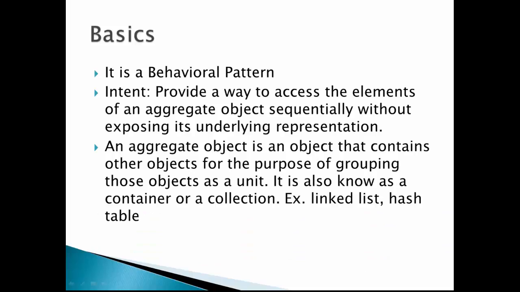So let's go over the basics. The Iterator design pattern is a behavioral pattern. Its intent is to provide a way to access the elements of an aggregate object sequentially without exposing its underlying representation. An aggregate object is an object that contains other objects for the purpose of grouping those objects as a unit. Basically what that's saying is an aggregate object is a container or a collection. So like in C++, those would be a linked list or a vector or hash tables.